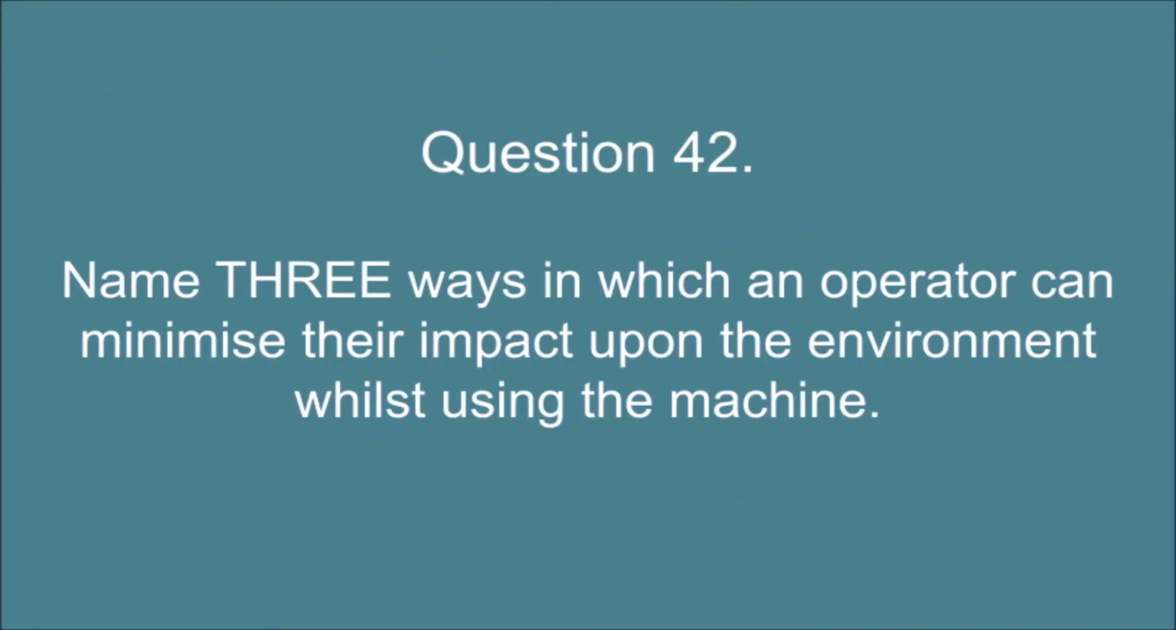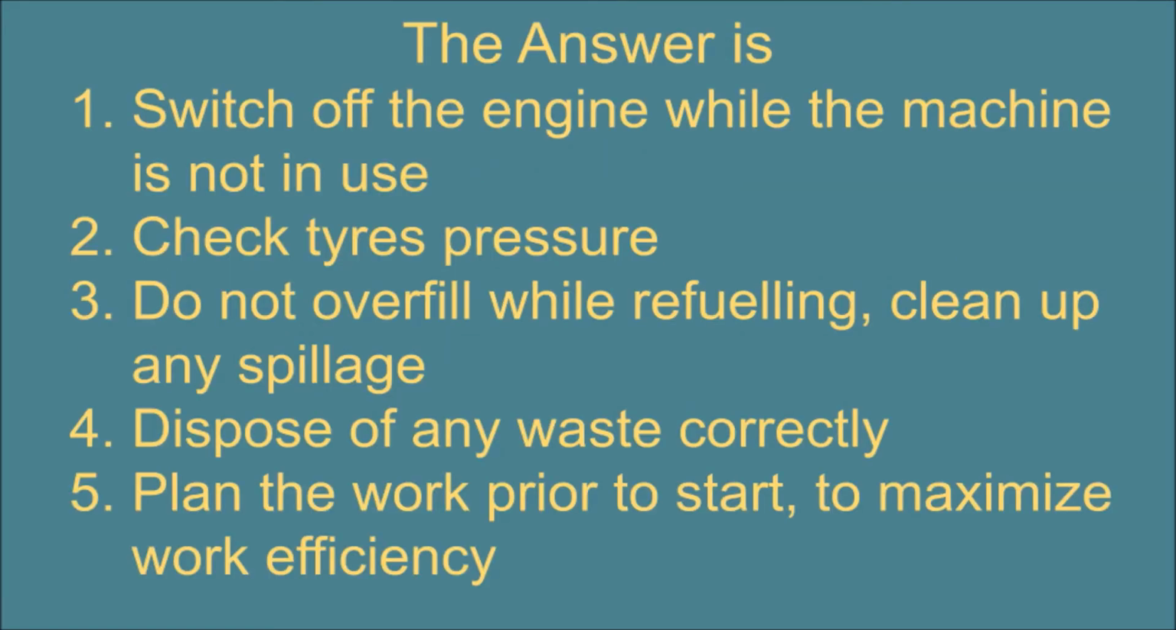Question 42. Name three ways in which an operator can minimize their impact upon the environment whilst using the machine. The answer is: 1. Switch off the engine while the machine is not in use. 2. Check tire pressure. 3. Do not overfill while refueling, clean up any spillage. 4. Dispose of any waste correctly. 5. Plan the work prior to start, to maximize work efficiency.